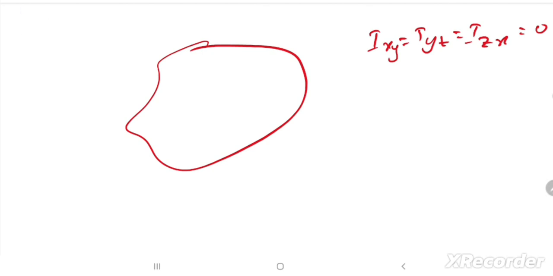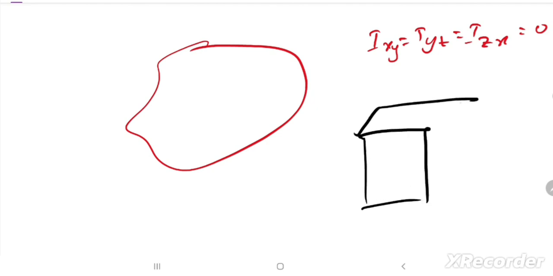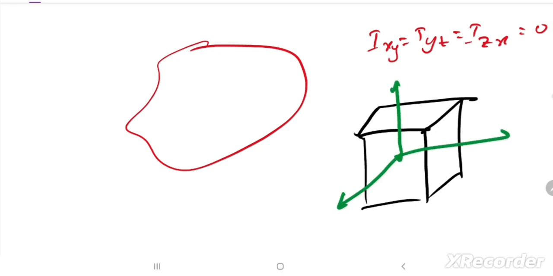Let me give you an example. Consider the previous case, that is the cube. Now I am considering the axes in this case something like this. This is the center of the cube, and the axes are three mutually perpendicular, having the origin at the center of the cube, or the centroid of the cube, or you can say the center of mass of the cube.